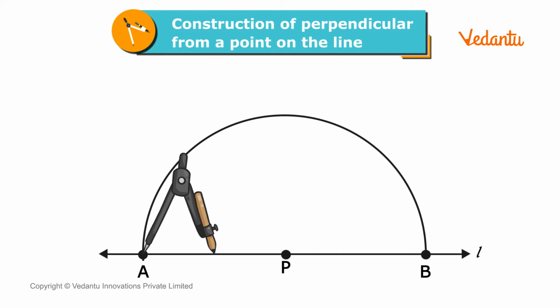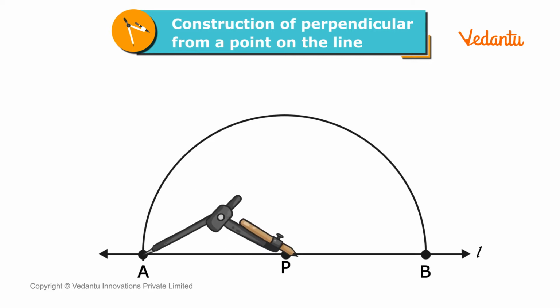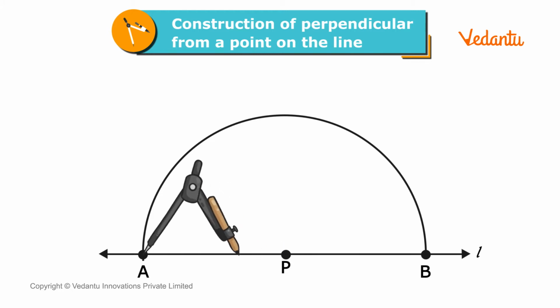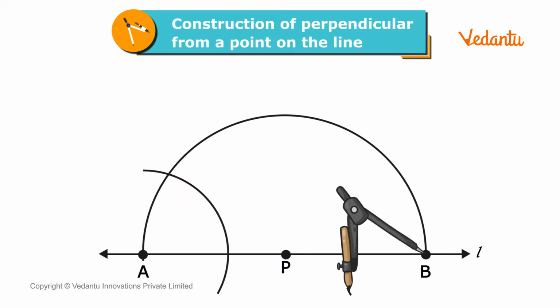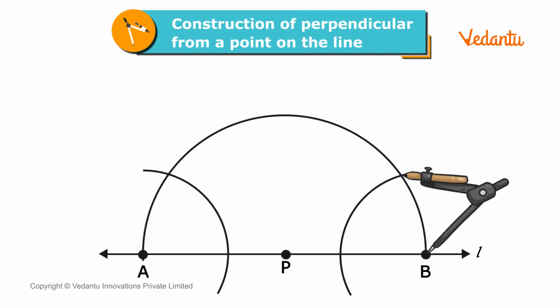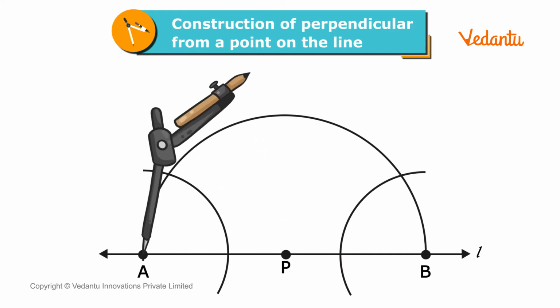Step 3. Now, we need to make arcs from A and B such that they both intersect each other. So we need to open the compass a little more than half of the length of AB. But why more than half? Why not less? Because if we keep it less than half of the length, then the arcs will not intersect. So let's keep the radius of the compass a little more than half of the length of AB.